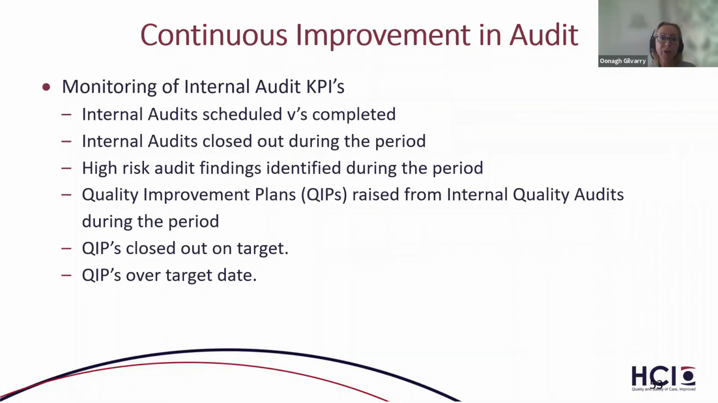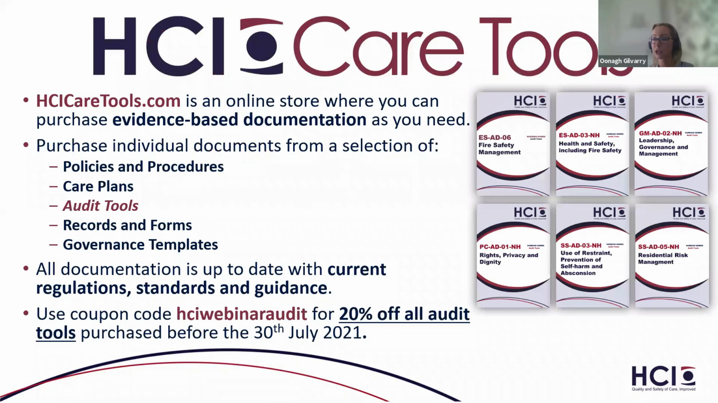If we're talking about continuous improvement, I would recommend that you have KPIs in place for your internal audits. Some examples: schedule versus completed, closed out during the period, high risk audit findings identified, QIPs raised from internal audits, QIPs closed out on target, or QIPs over target. So that's an example, but it's important that you have internal audits up there in your KPI model, because it is something that is very easy to actually rate and put numerical value on in relation to it.